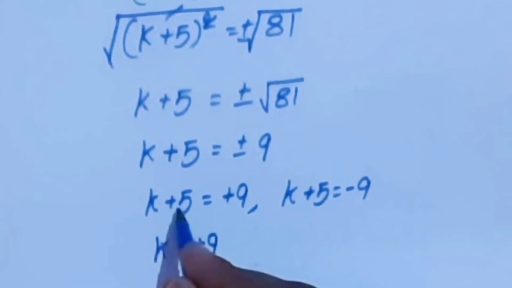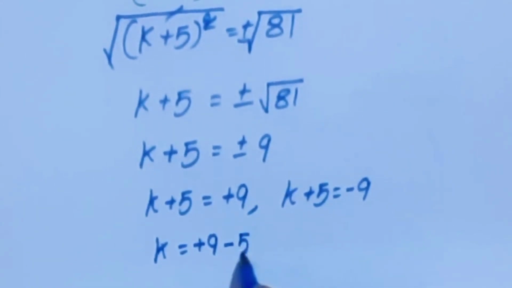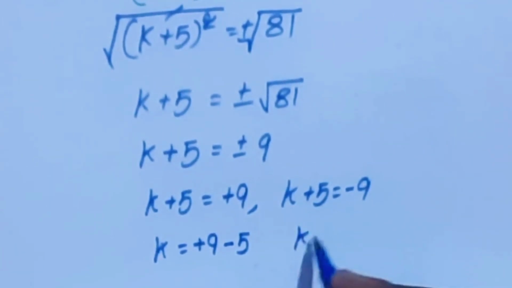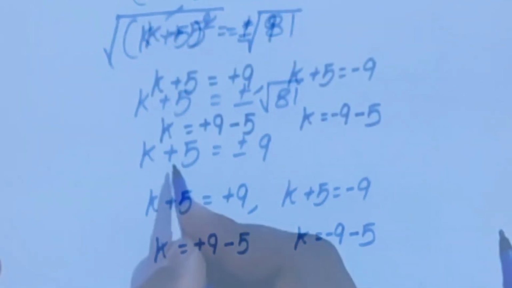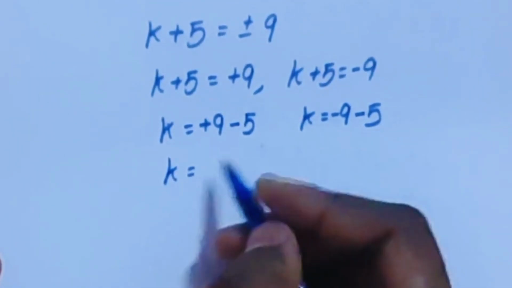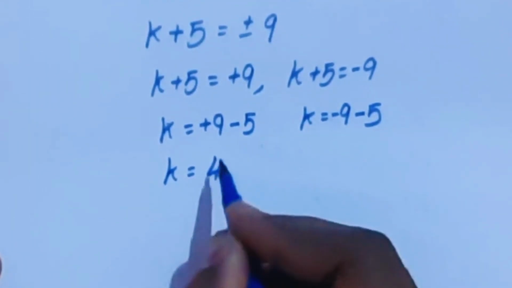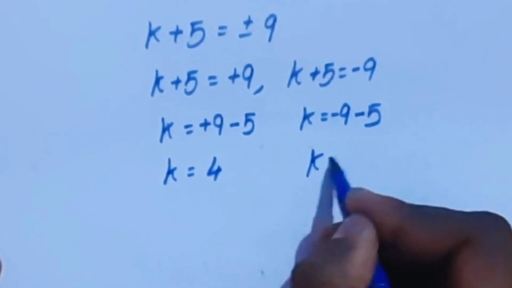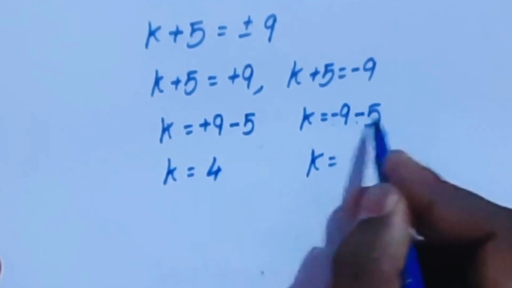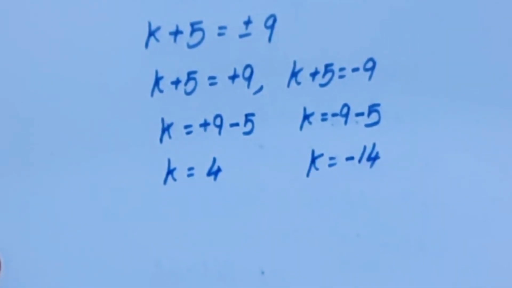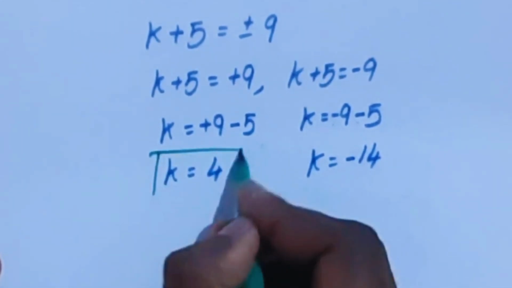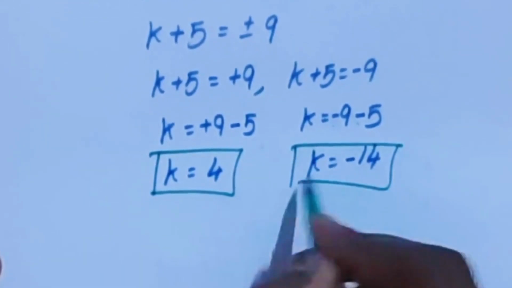So k = 9, we are moving this plus 5 to the right hand side, minus 5. Same way, k = −9 − 5 on the right hand side. Here k = 4. Here minus 9 minus 5 is minus 14. This is the possible answer in the third method.